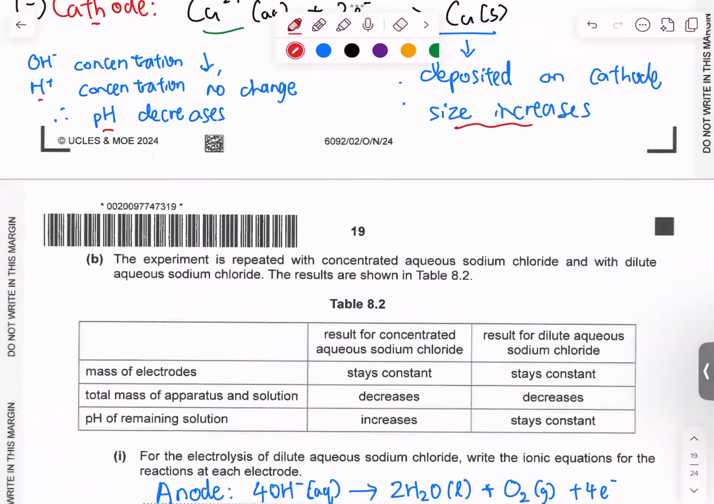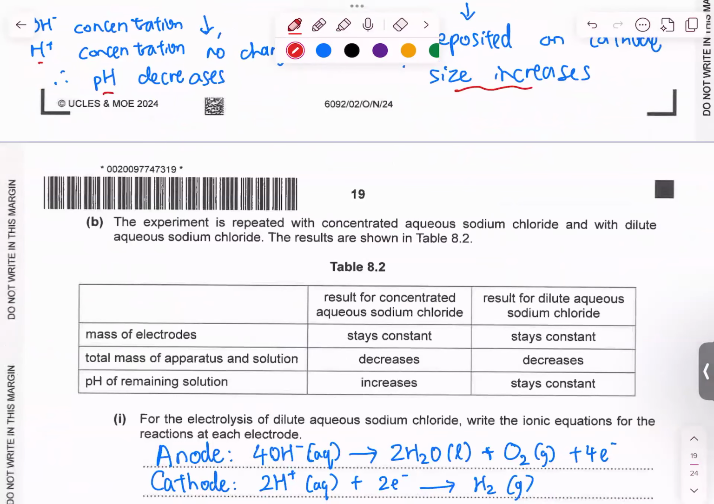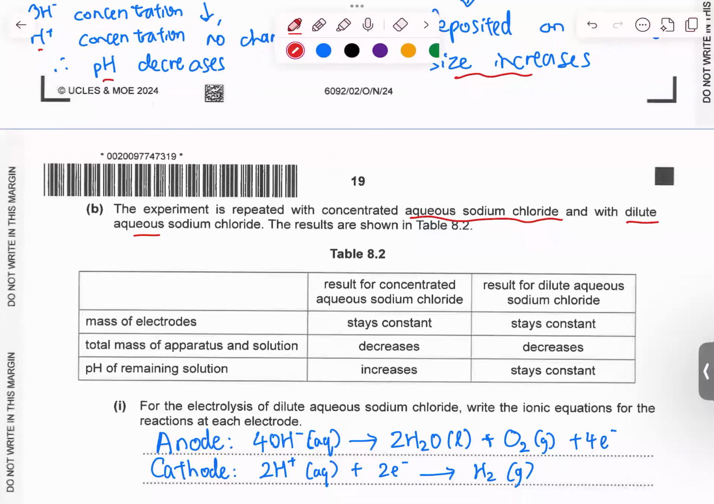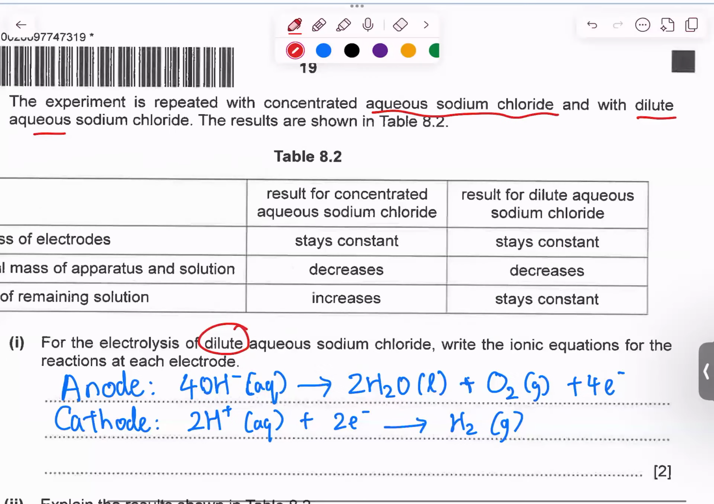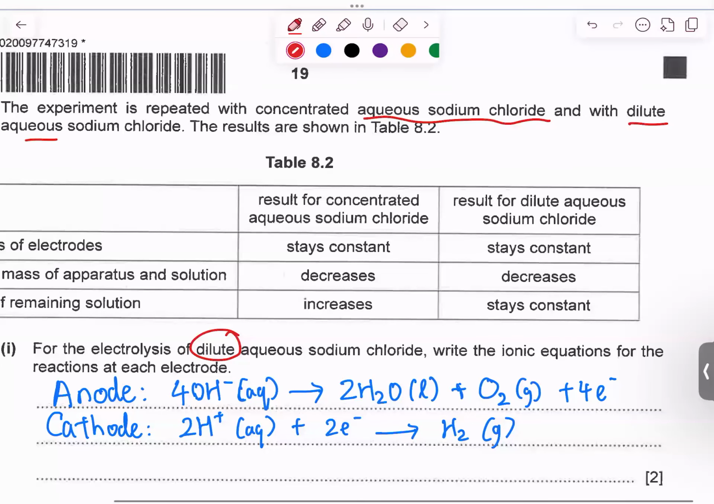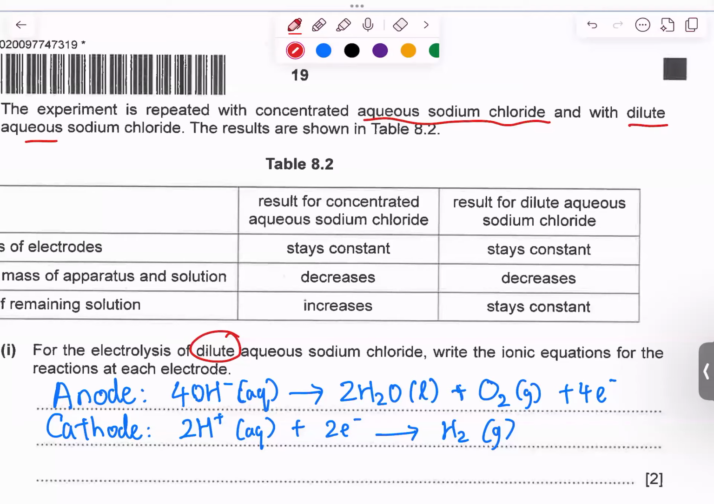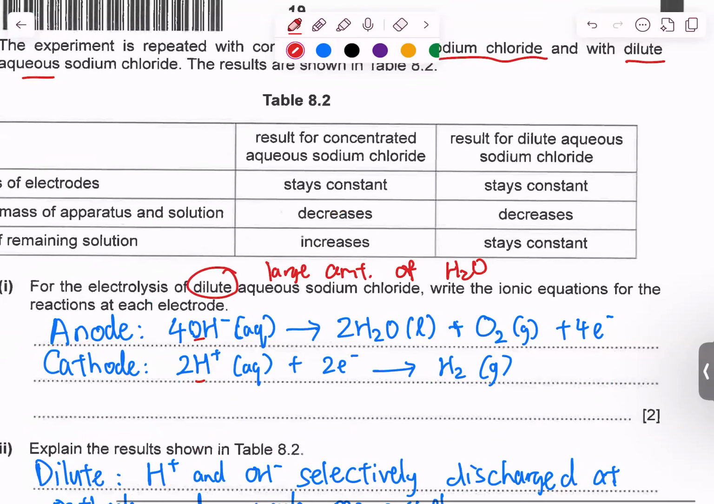Now, next one. The experiment is repeated with concentrated sodium chloride and dilute. For the electrolysis of dilute sodium chloride, write the ionic equations for each electrode. For the dilute case, you have a large amount of H2O. So with a large amount of H2O, the OH minus and the H plus from the H2O will be selectively discharged at the anode and cathode respectively. So these are your half equations.